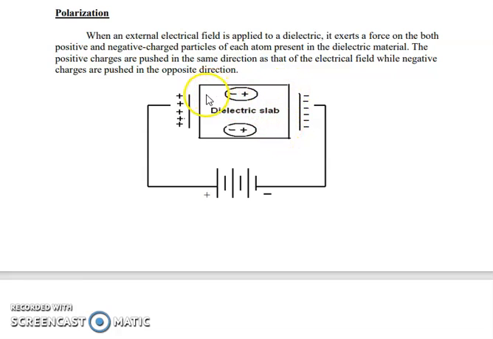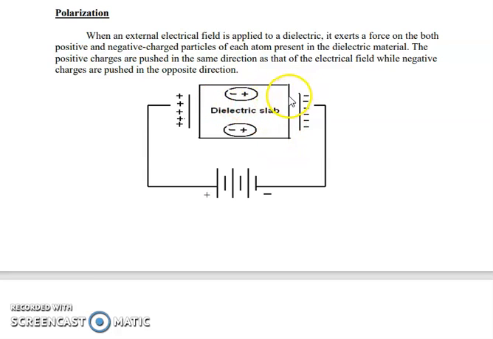So all the negative charges will be displaced here and all the positive charges will be displaced here when an electric field is applied. We know that plus q and minus q separated by a distance is what is a dipole. So we have a number of negative charges and an equal number of positive charges separated by a distance.